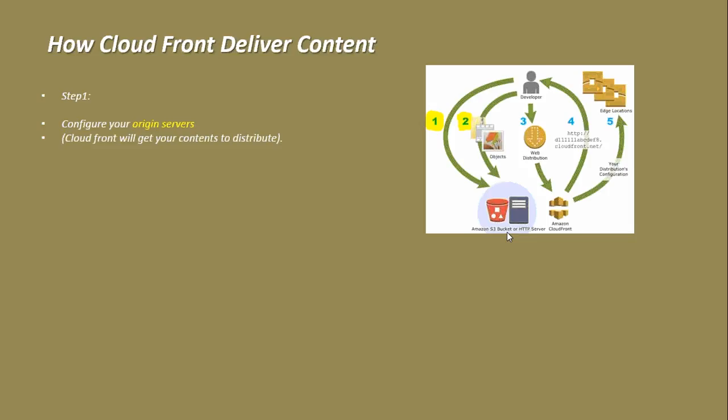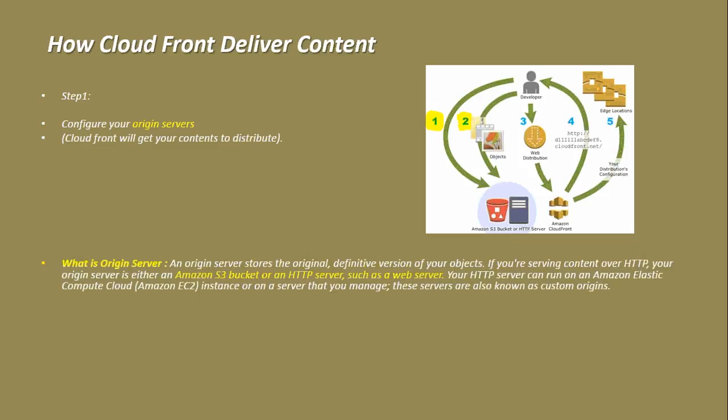So let's see. Like I said, CloudFront will get the contents to distribute. The origin server basically stores the definitive version of your files, maybe your static files, CSS files, HTML files. If you are serving that content over HTTP, then the origin could be your S3 bucket or the HTTP server you have created, and this particular HTTP server can be created on Amazon EC2 so that you can manage all of this.